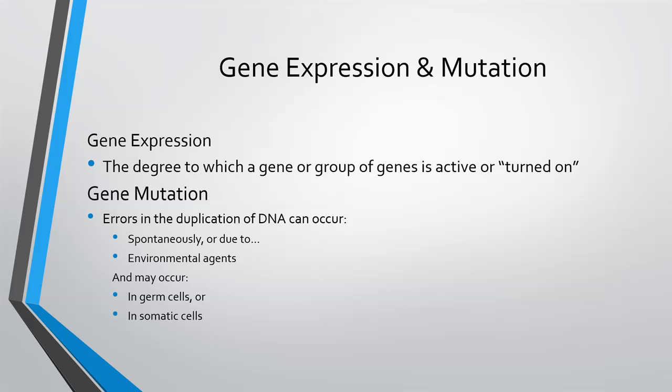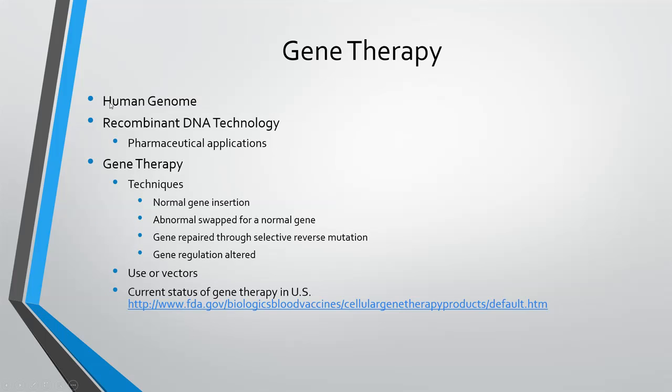Gene mutations can occur spontaneously, or they can occur due to environmental agents or some sort of outside stimuli. They can occur in germ cells. Germ cells would be our developing cells, so it can be congenital problems, or it can be in the adult cells, the somatic cells. Just a slight word here on gene therapy and what we can do with genes.